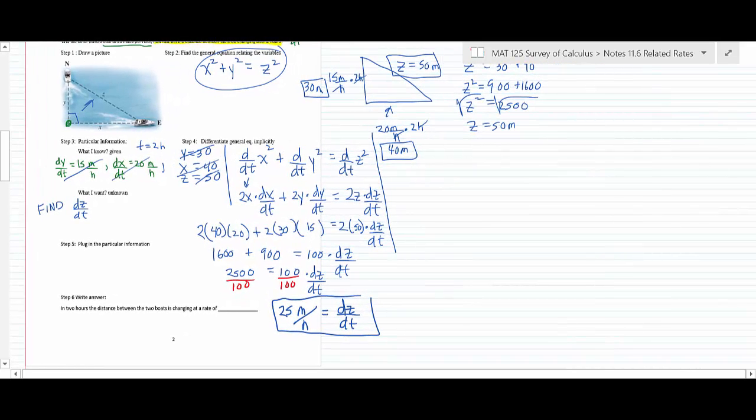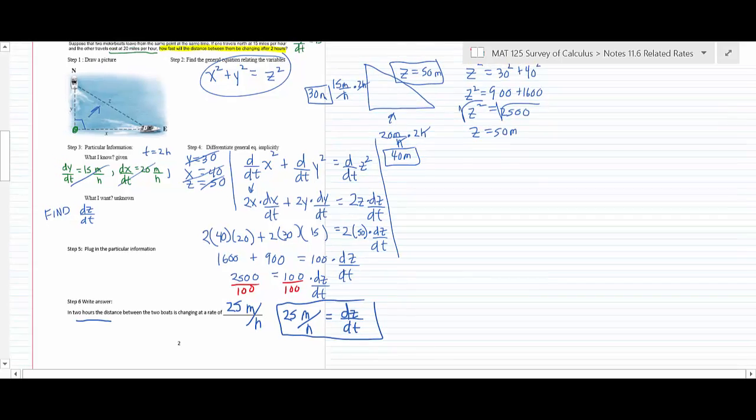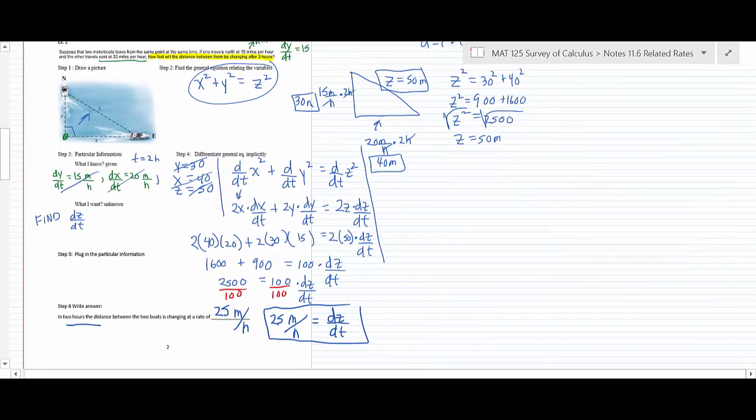There's a lot of work involved in identifying what you have and getting that equation put together. So the way you would write the answer is like this. It said in 2 hours, now it's a part of what you were doing. You were given that 2 hours later, the distance between the boats is changing at a rate of 25 miles per hour. So those rates are dependent on the other 2 rates that you're given. As those 2 boats move, that's the rate at which that distance is increasing. Okay, you guys follow what I did?